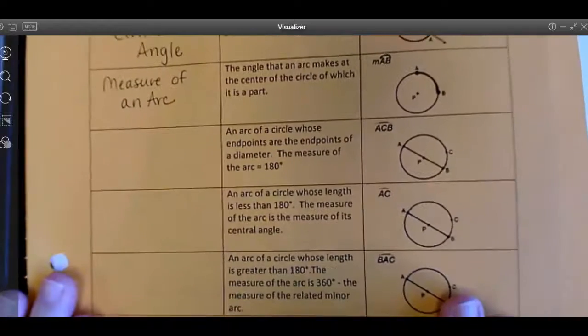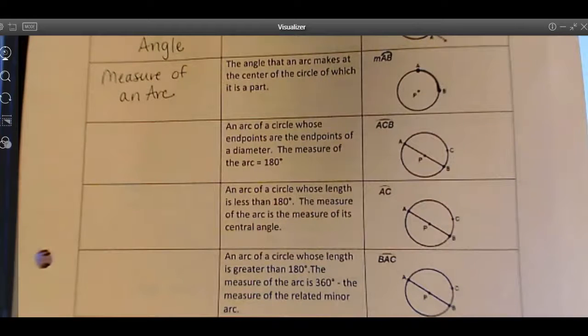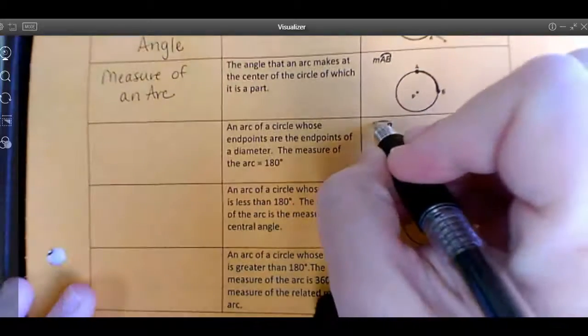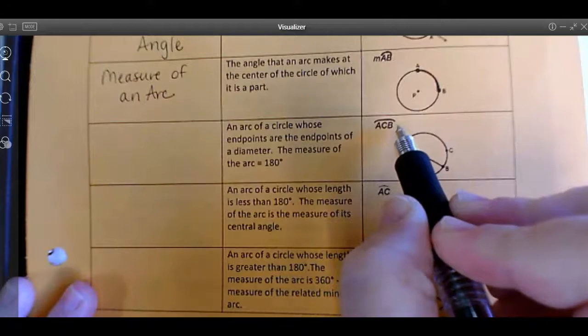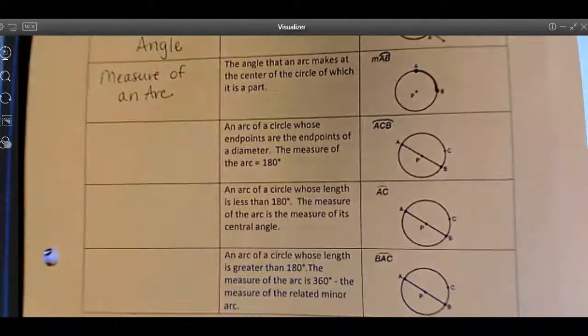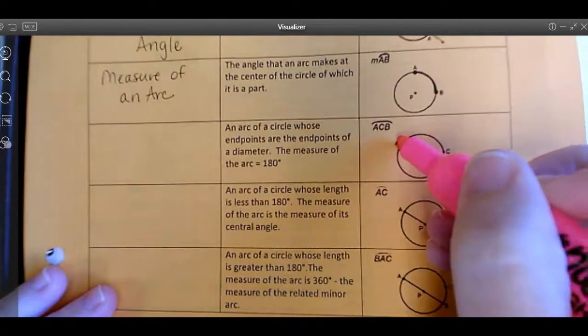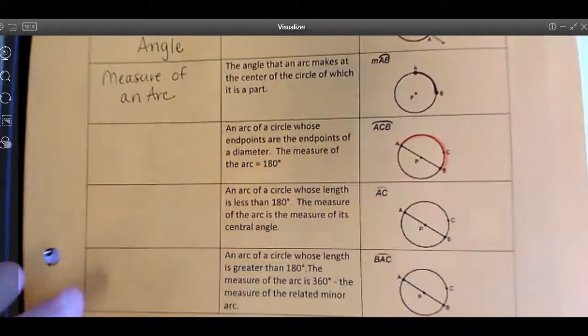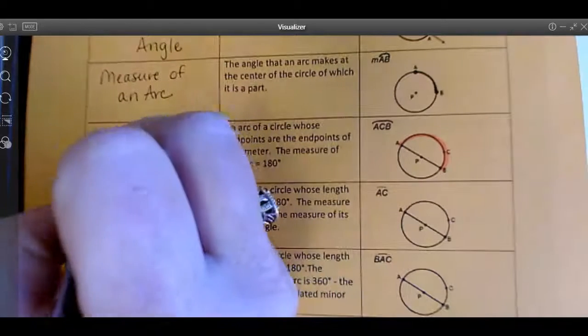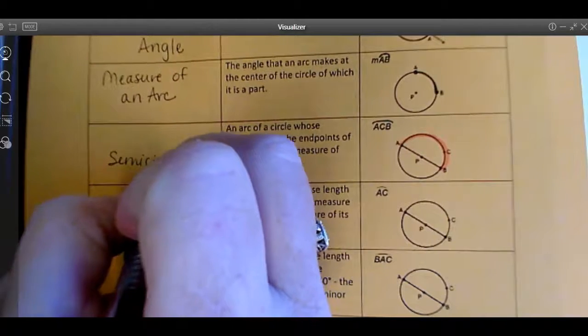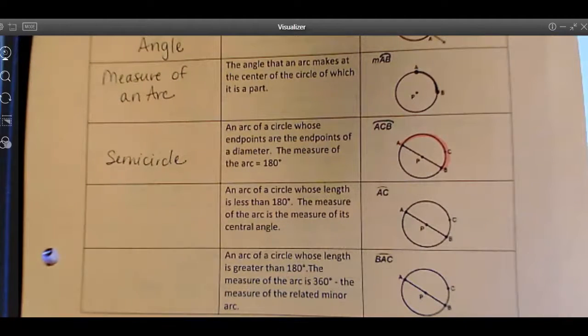Alright, there's 3 arcs that are important to us. The first one is the arc of a circle whose endpoints are the endpoints of the diameter. Again, this is kind of curvy right here. And this is saying start at A, go to C, then to B. So, and I'm going to highlight that. Start at A, go to C, go to B. That's the arc it's talking about. That's half of a circle. And so that arc is called a semicircle. Which makes sense because that's only part of the arc and it's half of the circle.